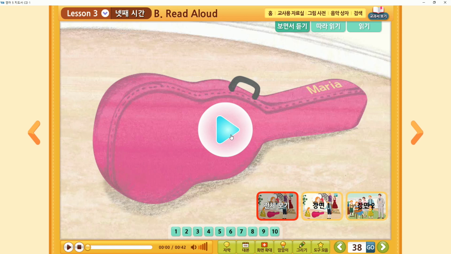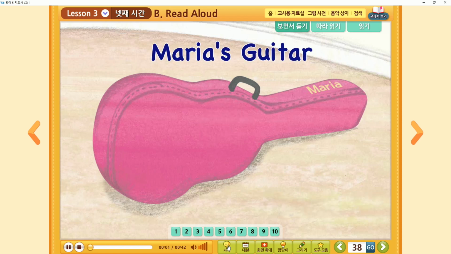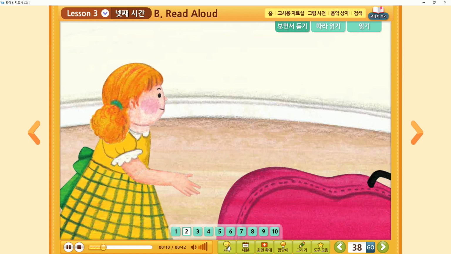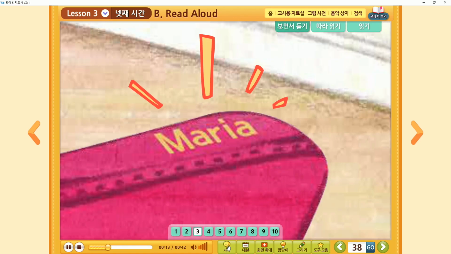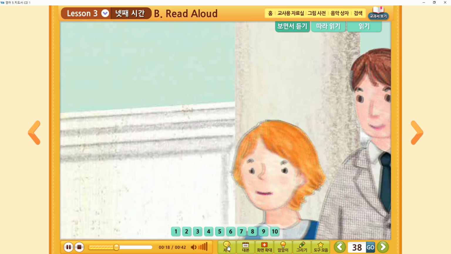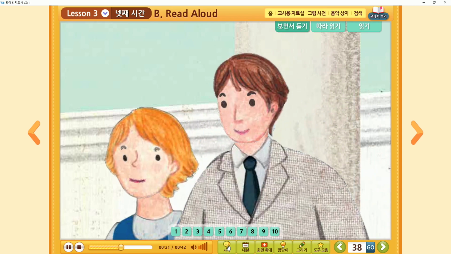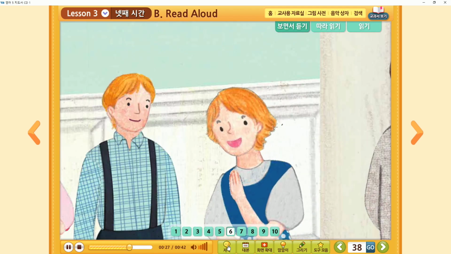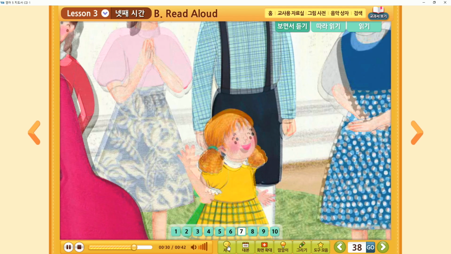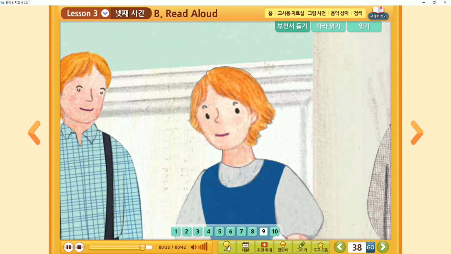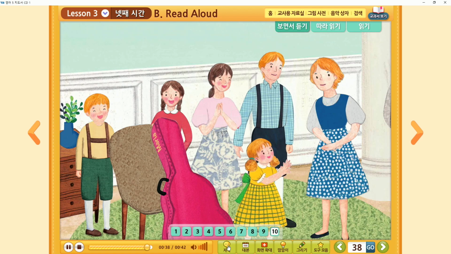B. Read aloud. Maria's guitar. Whose guitar is this? Here is the name. It's Maria's. This is Maria, your teacher. Hello. Nice to meet you. Hello. Is this yours? Yes, it's mine. I can play the guitar. Let's sing. Okay.